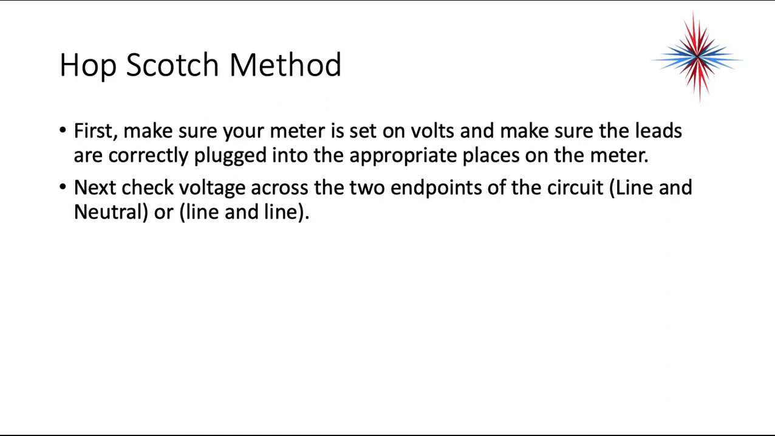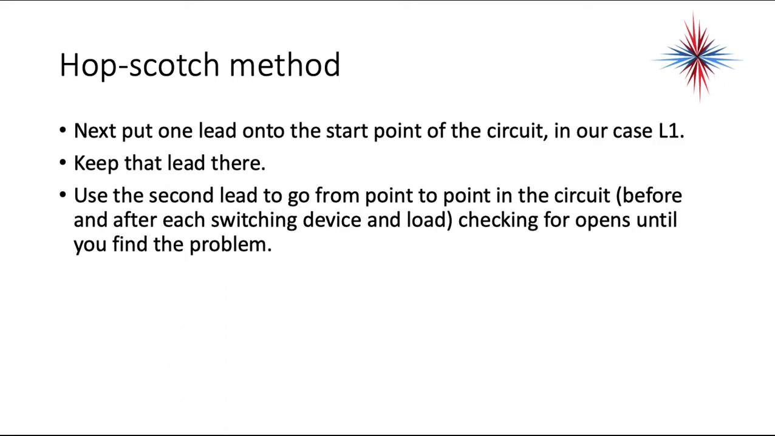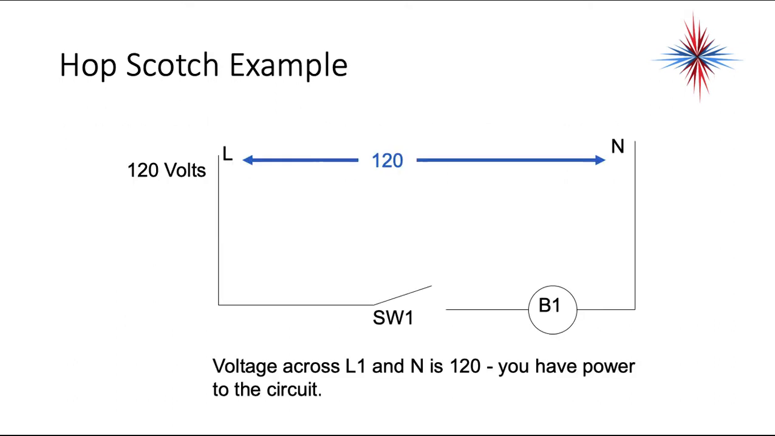First, make sure your meter is set on volts and make sure the leads are correctly plugged into the appropriate place on the meter. Next, check voltage across the two endpoints of the circuit, line and neutral or line and line. Then put one lead on the start point. In our case, we're going to use L1. Keep that lead there. Most people will use an alligator clip to put it right where it needs to be. Use the second lead to go from point to point in the circuit before and after each switching device and load, checking for opens until you find the problem.